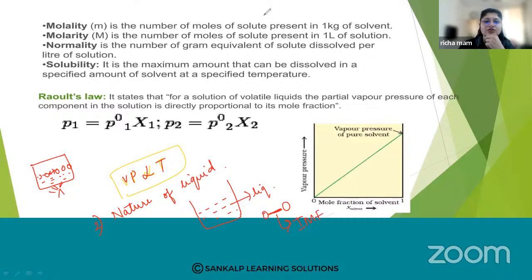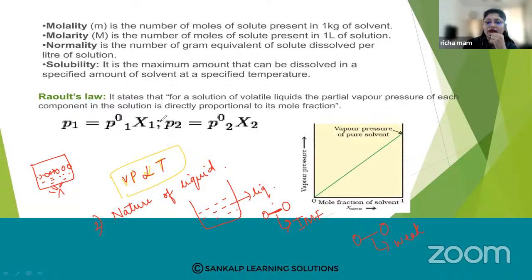Due to the presence of these intermolecular forces, what will happen? If there are strong forces, it is very difficult to break down the molecules. If there are weak forces present, they will be easily broken. So the weaker the intermolecular forces, the more will be the vapor pressure.